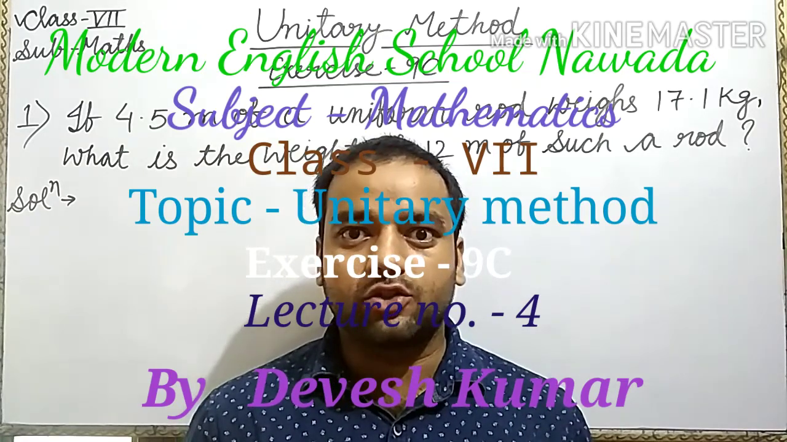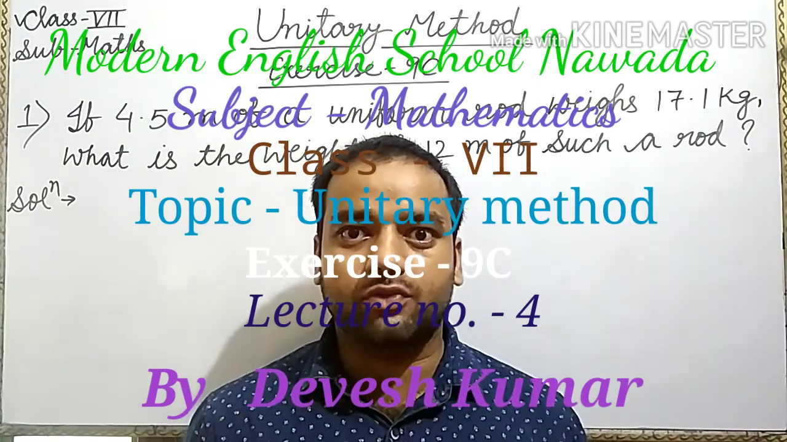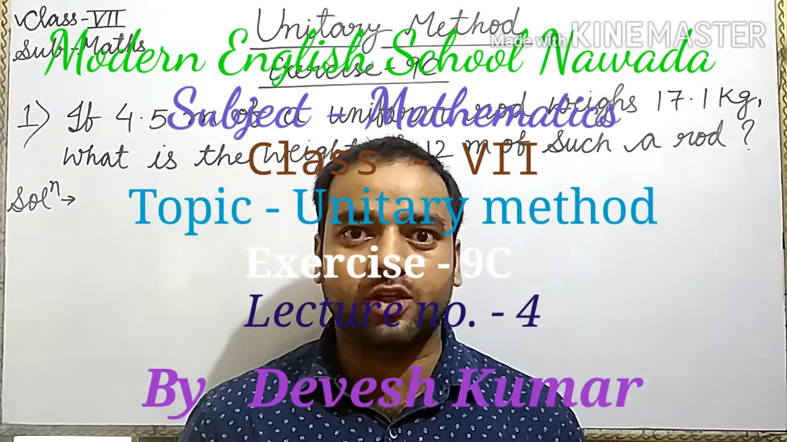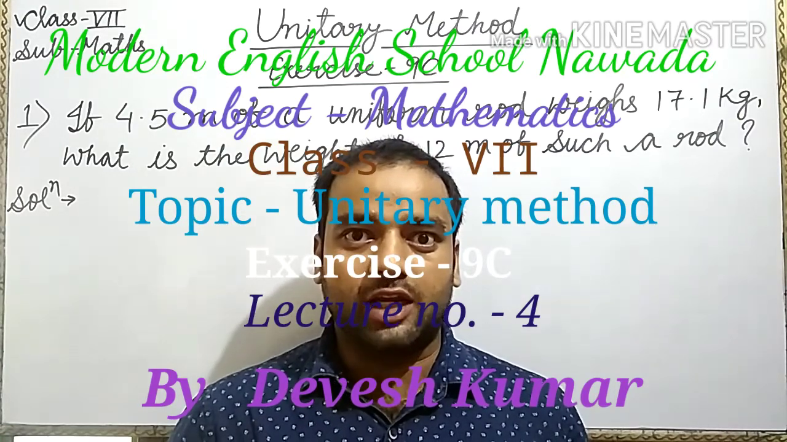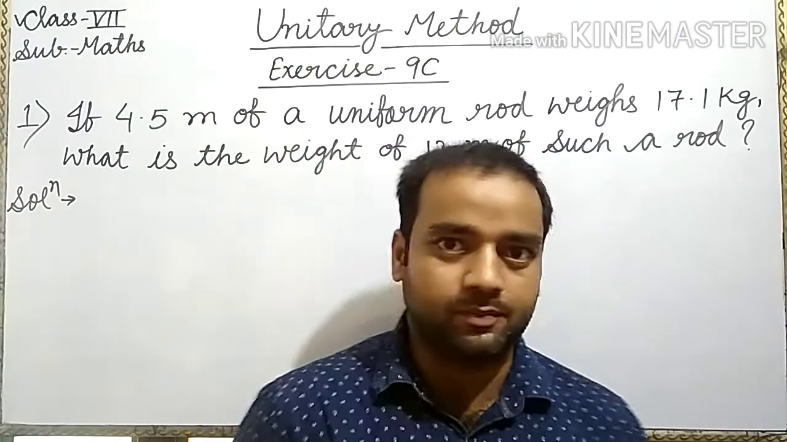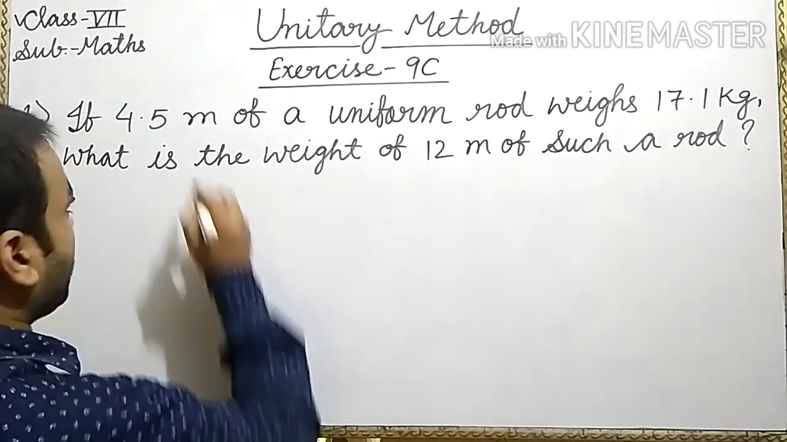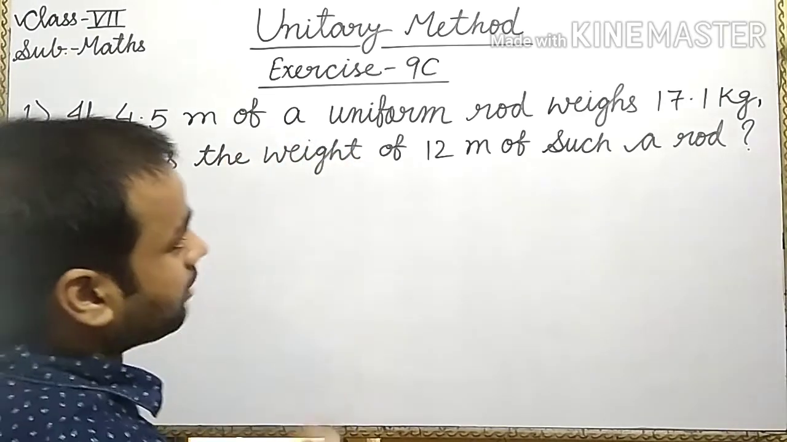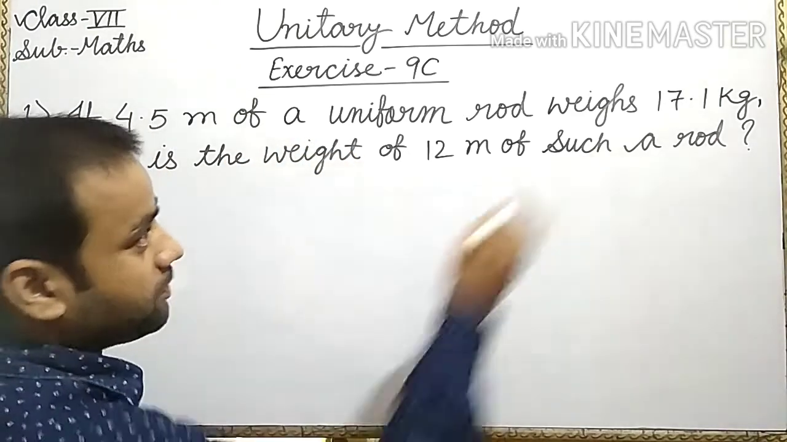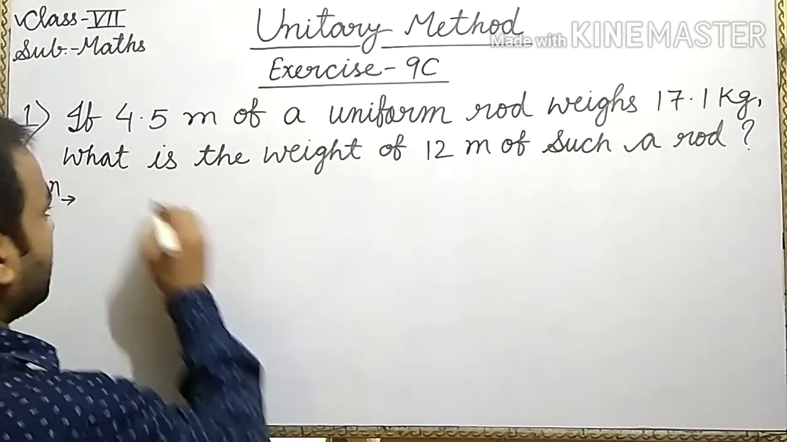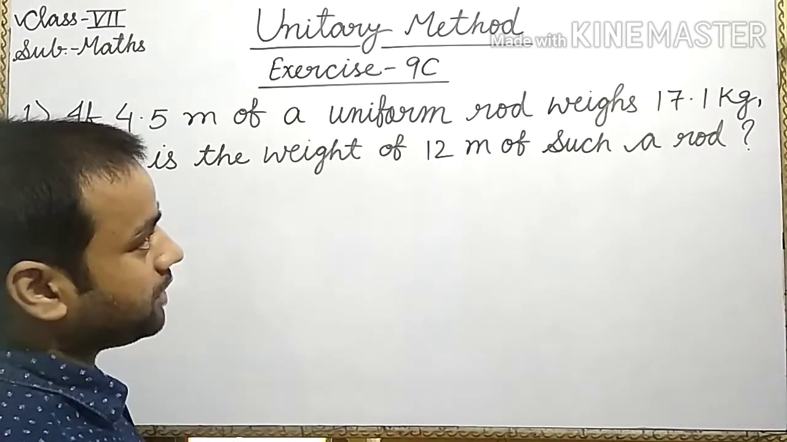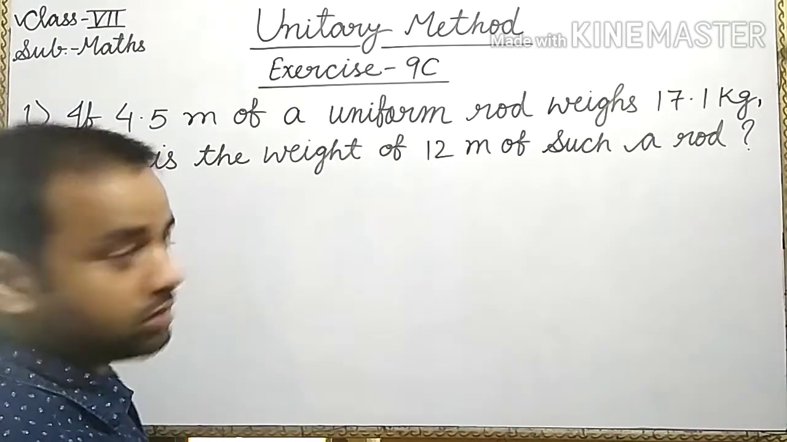Today I am going to teach you some problems of exercise 9C of the topic unitary method. So let us start question number 1. If 4.5 meter of a uniform rod weighs 17.1 kilogram, what is the weight of 12 meter of such a rod?